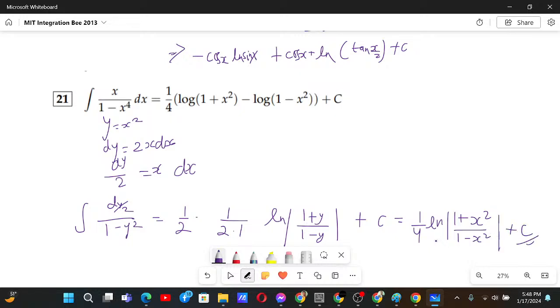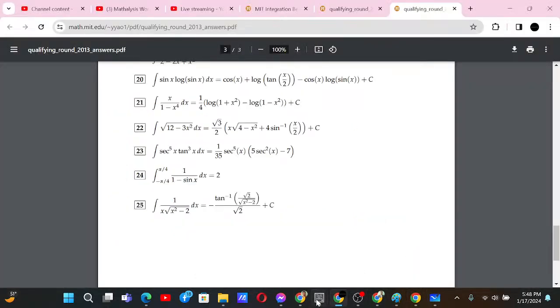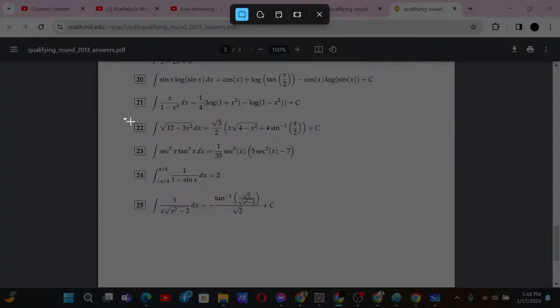So this is the answer: 1 by 4 ln (1 plus x square) by (1 minus x square) plus c. Yeah, this is the answer. You can see over here. Now let's go to the next problem. I think you are enjoying these problems. Now we just have a few more problems to finish.